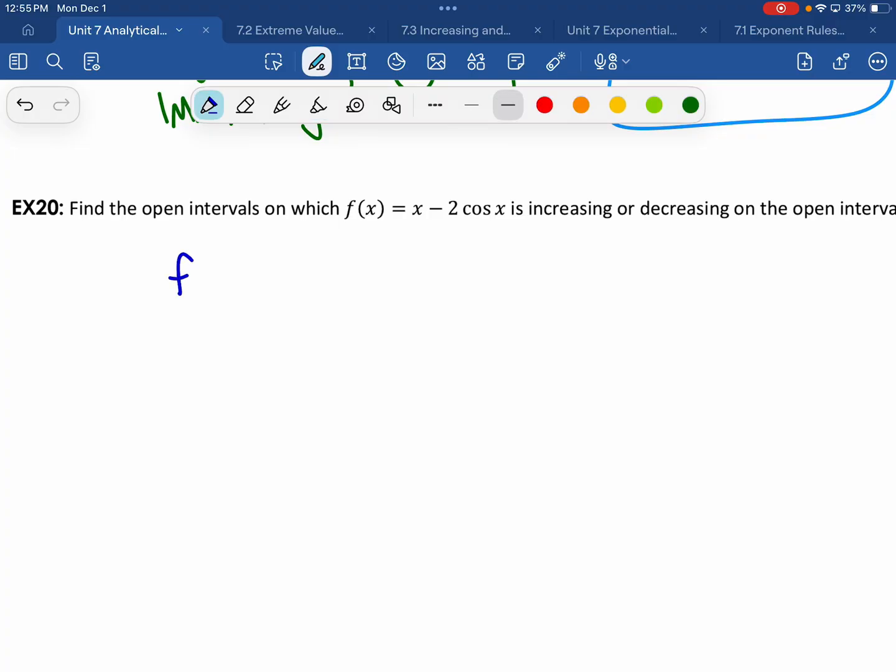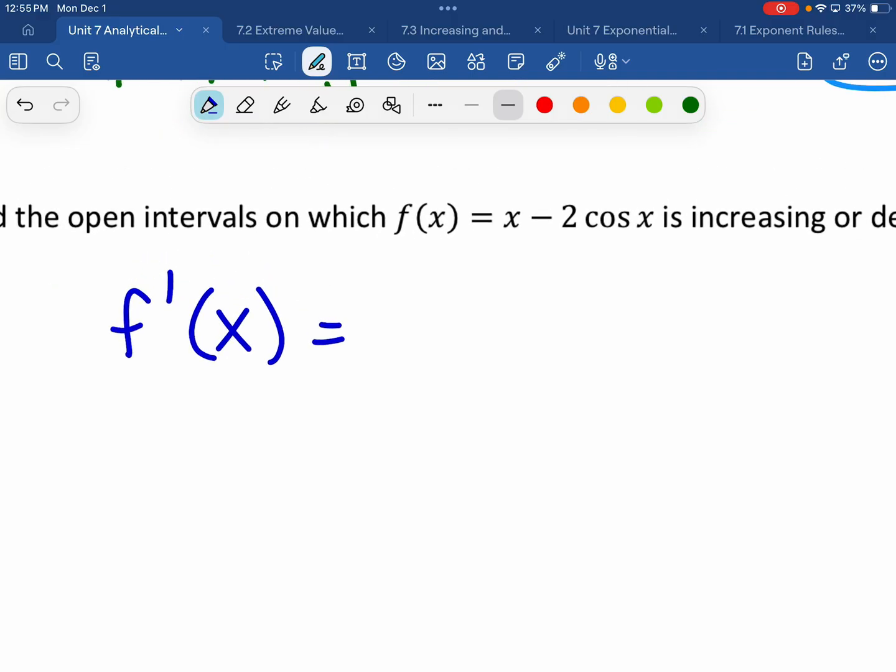All right, so we're going to start by taking the derivative. So what's the derivative of x? 1. What's the derivative of minus 2 cosine? Plus 2 sine. Yep, because the cosine is negative sine, so the double negative will turn that to a plus. The 2's just hanging out. Plus 2 sine.